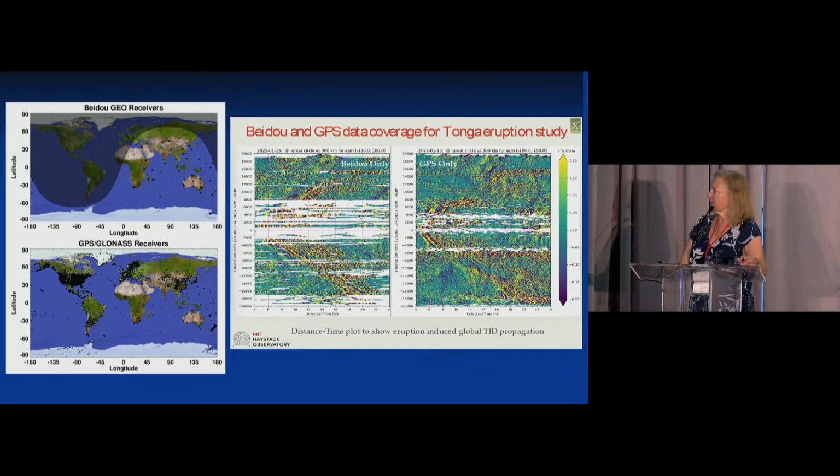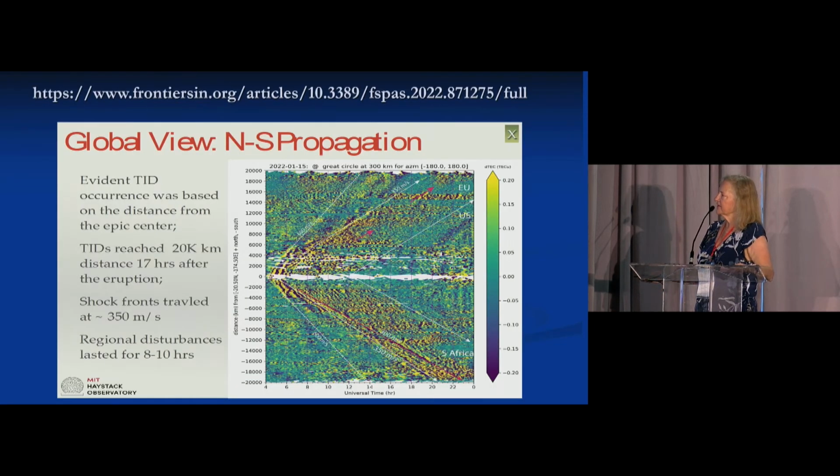Now, our group has started processing BeiDou, and I just want to show you that it's the combination of BeiDou plus GPS that really gives us what we need to analyze this Tonga event. And if you go to the next slide, this is what you get when you combine both data sets. And I want you to see, you can really see the energy propagating away from the center of the eruption.